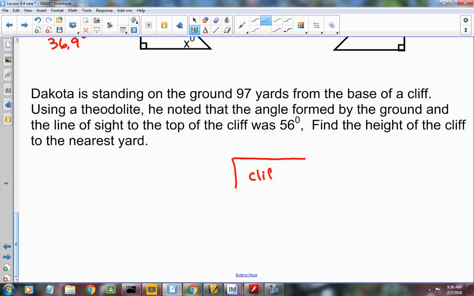You have a cliff, and you have Dakota, who is standing 97 yards from the base of the cliff. Now he's using this little theodolite. The theodolite measures the angle created by the ground and the line of sight to the top of the cliff. So it's measuring this little angle here, and it says that it is 56 degrees. It wants to know the height of the cliff. In a perfect world, the cliff and the ground make a 90-degree angle, so we have our right triangle.